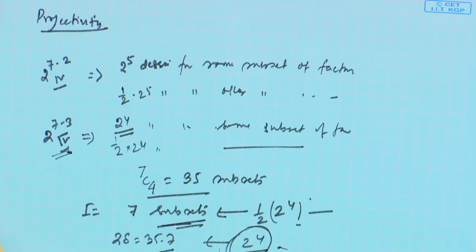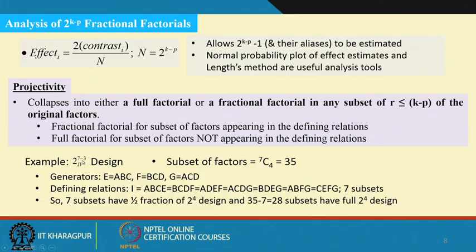You see, if we consider the example 2 to the power 7 minus 3 resolution 4 design, the number of subsets of factors is 35. The generators we have seen earlier are ABC, BCD and ACD. From these 3 generators you can find 7 subsets of defining relations, like ABC, BCDF, and so on. So, there are another 28 subsets. These 7 subsets have a half fraction of the 2 to the power 4 design and the other 28 subsets have the full 2 to the power 4 design.